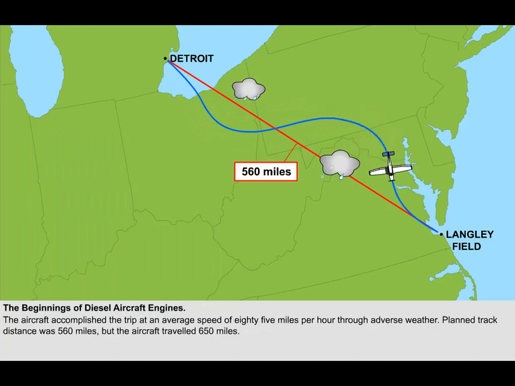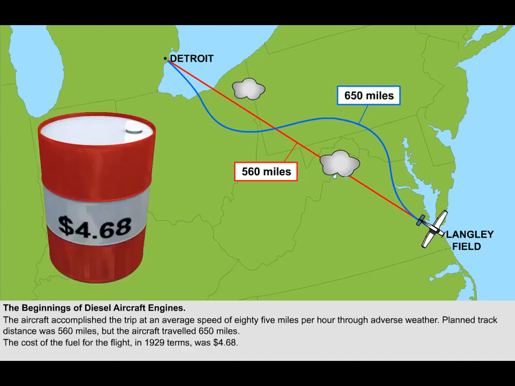The straight line distance is 560 miles, but this aircraft, in fighting its way around and through extremely bad weather, travelled approximately 650 miles. The cost of the fuel for the flight in 1929 terms was $4.68.